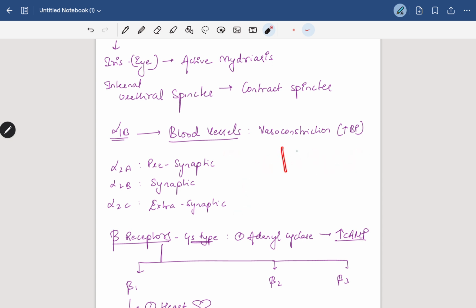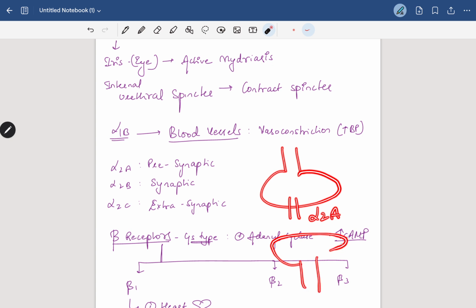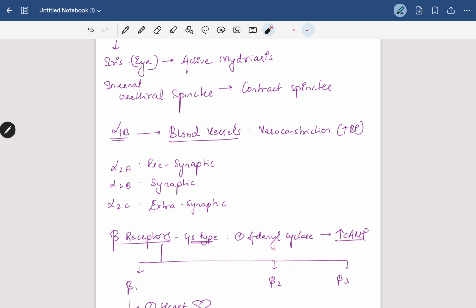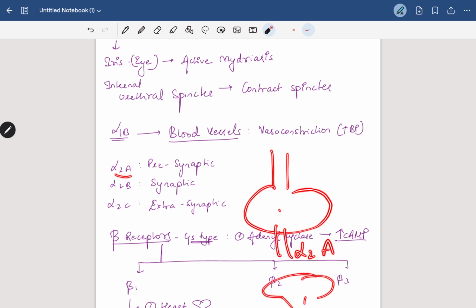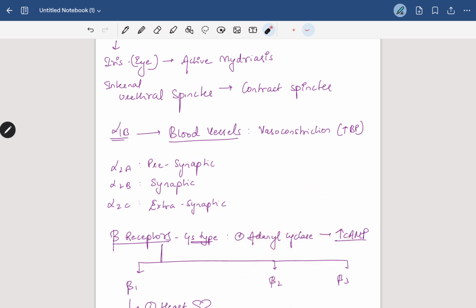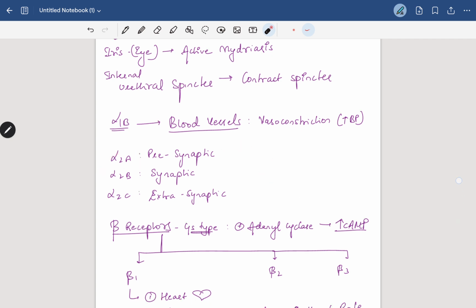So for example, if this is a nerve ending, over here I have alpha 2A, that is the presynaptic receptor, right? This is the nerve, this is presynaptic. There we have alpha 2A that is present. Here you have the neurotransmitter coming over here, right? So this receptor will inhibit the release of the neurotransmitter. That is what this will do. It will inhibit the release of neurotransmitter from the presynaptic region. So this you need to know.